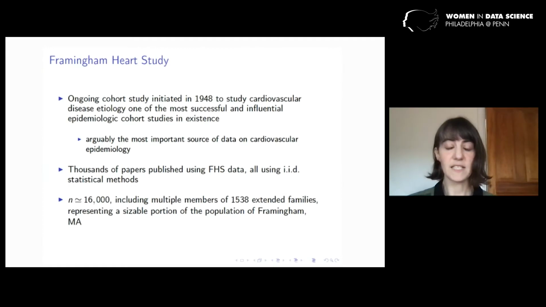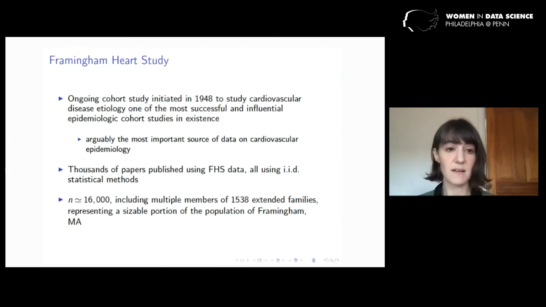The Framingham Heart Study is an ongoing cohort study that was initiated over 70 years ago. It's one of the most influential modern epidemiologic studies, and it's arguably the most important source of epidemiologic data on cardiovascular disease. Thousands of publications on cardiovascular disease and other types of health outcomes have used Framingham Heart Study data, and they continue to be published.